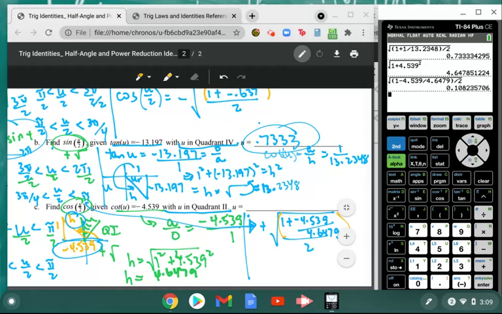0.108. They wanted 4 decimal places, so 0.1082.